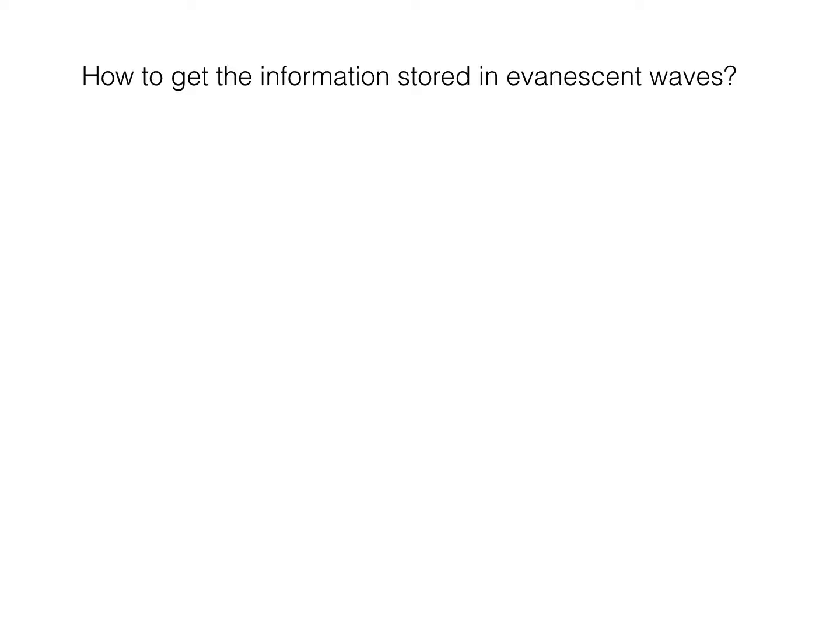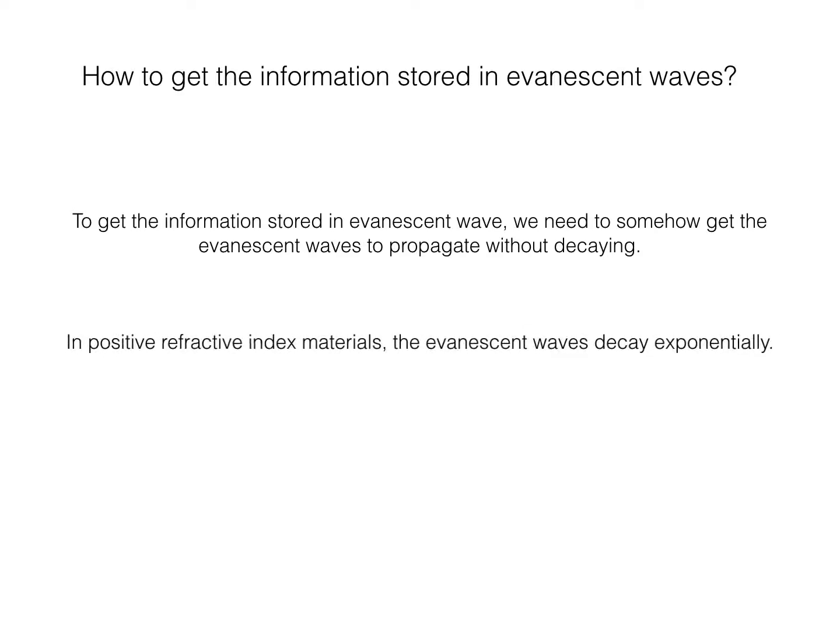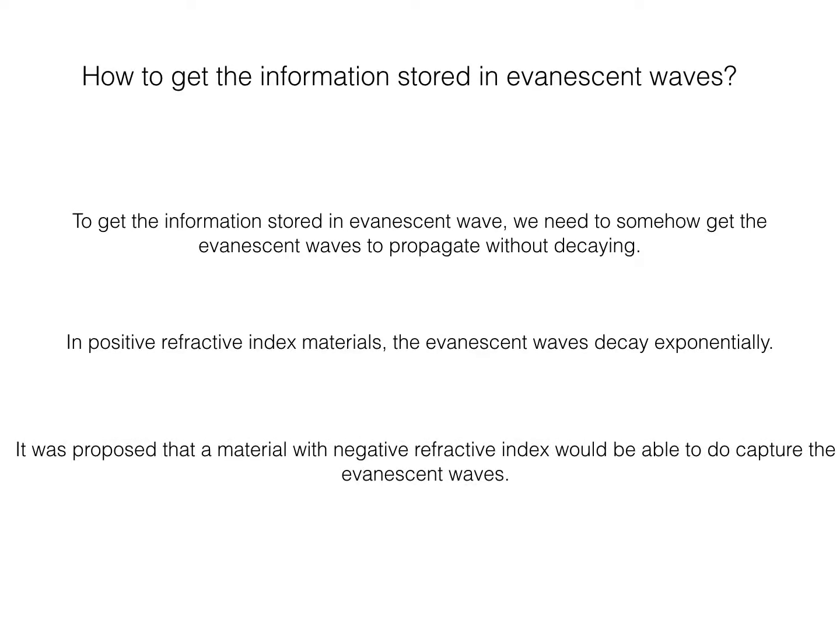So, how to get the information stored in evanescent waves? To get the information stored in evanescent waves, we need to somehow get the evanescent waves to propagate without decaying. In positive refractive index materials, the evanescent waves decay exponentially. And so it was proposed that a material with negative refractive index would be able to capture the evanescent waves.